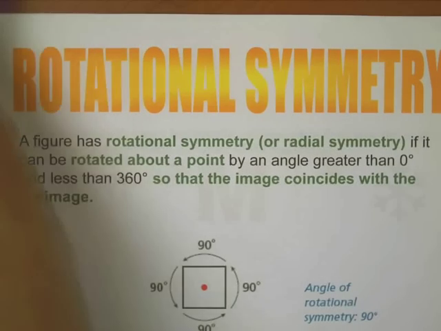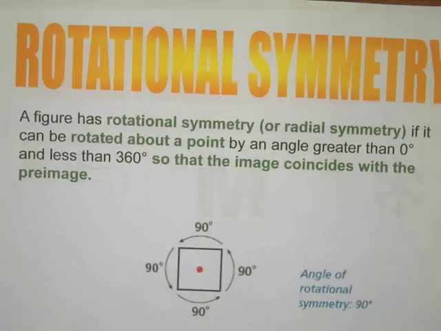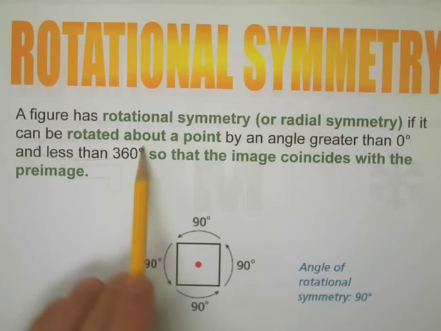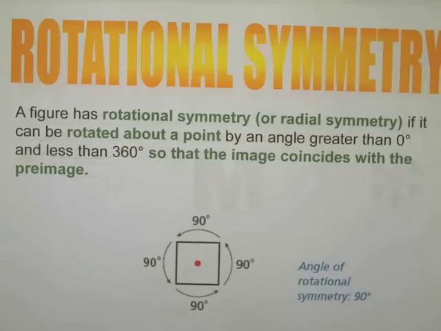That's fantastic, but now let's talk about rotational symmetry, okay? A figure has rotational symmetry, or radial symmetry, if it can be rotated about a point like this one here by an angle between 0 and 360 degrees. So not 360, because if you rotate 360 degrees you're right back where you started, and of course it's going to lie on top of itself. But at any angle between 0 and 360, not including those, if the image lies on top of itself, then it has rotational symmetry.